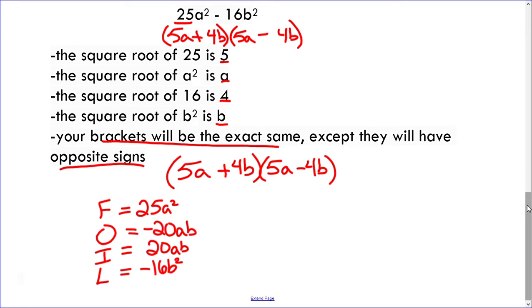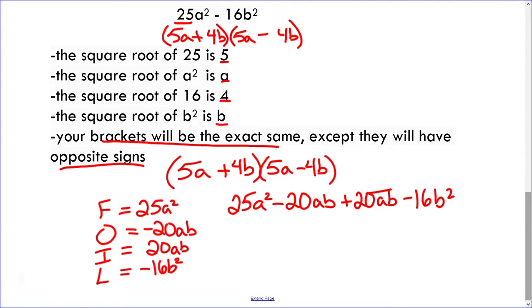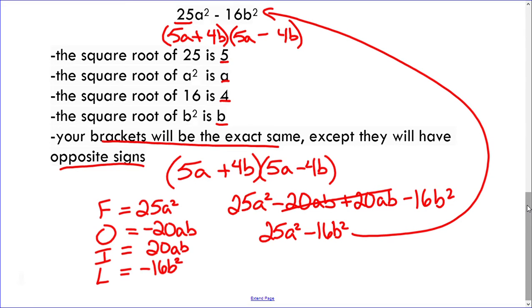If I write out what I have, 25a squared minus 20ab plus 20ab minus 16b squared, I can see my middle terms are exactly the same but with opposite signs, so they cancel out. What do I have left over? 25a squared minus 16b squared. That's how I check my difference of squares, because I can compare that back to my original to see that I'm on the right track. So with difference of squares questions, you're looking for perfect squares. That's the whole idea behind them.